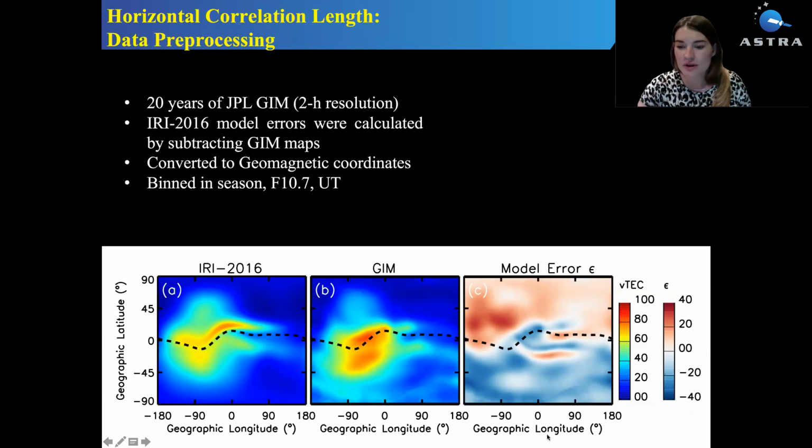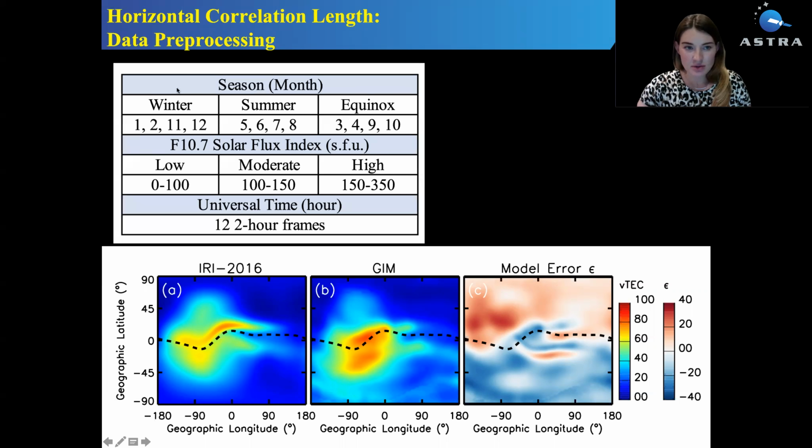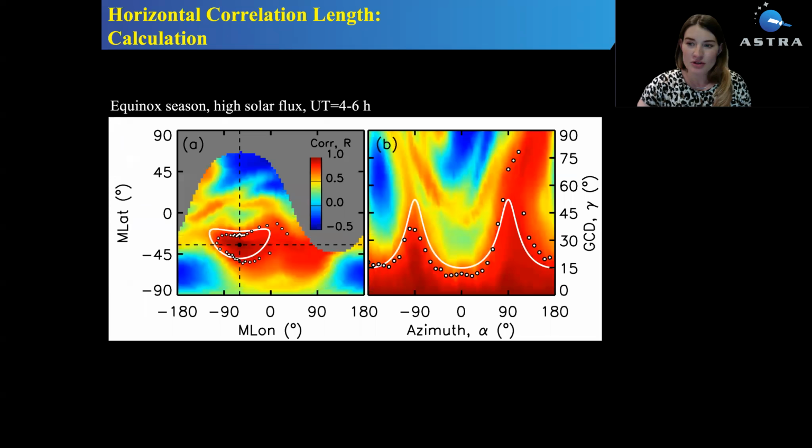Then we converted them into geomagnetic coordinates, and we binned them by season: winter, summer, equinox; by solar flux: low, moderate, high; and in 12 universal time frames. The combination of model errors for one bin represents the ensemble, and we find correlations for different points on the globe among these ensemble members.